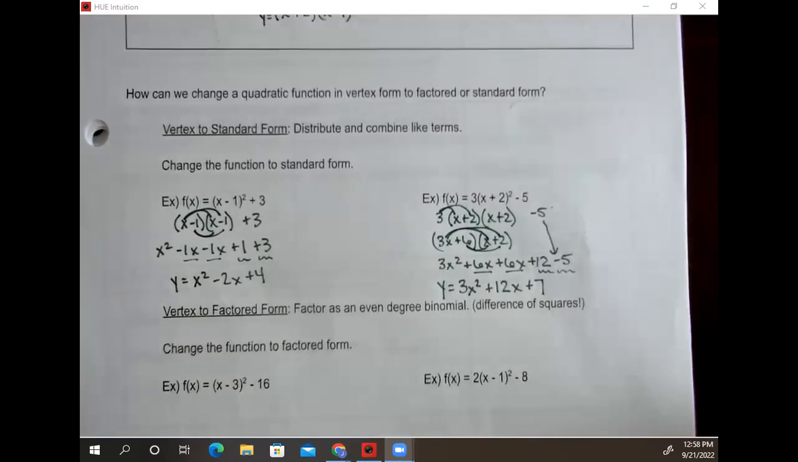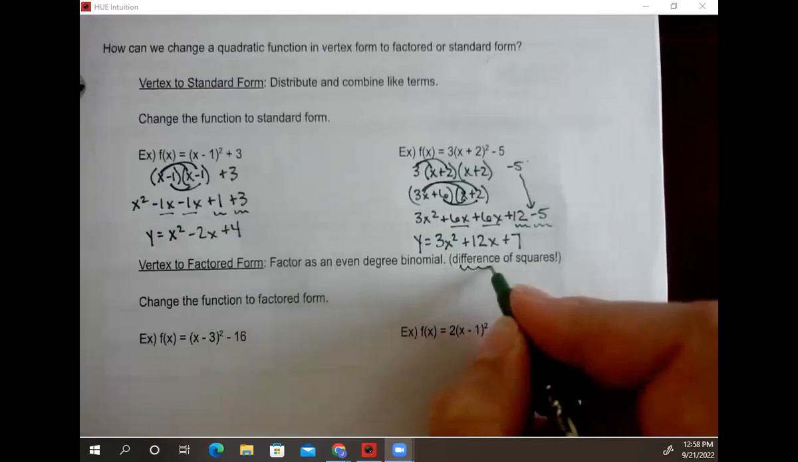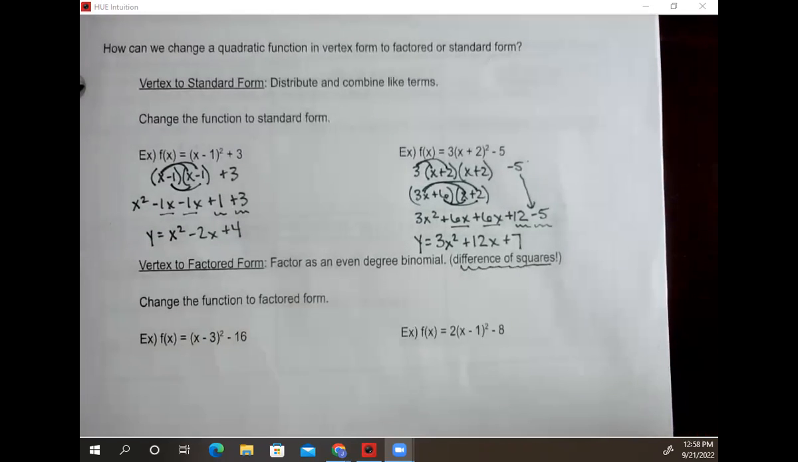When we're looking at changing from vertex form into factored form, there are some problems where I can actually go directly from vertex form into factored. Sometimes we're going to need to take it through standard form first, but there'll be a lot of times that I will show you, anytime that I'm asking you to do this, generally you'll be able to go directly from one to the other. And the idea here is that we're going to use that difference of squares pattern.